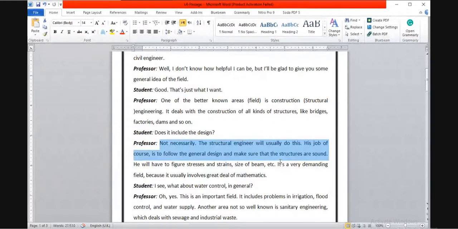The structural engineer will usually do this. His job, of course, is to follow the general design and make sure that the structures are sound, and he will have to figure the stresses and strains, the size of the beam. It's a very demanding field because they usually involve a great deal of mathematics.